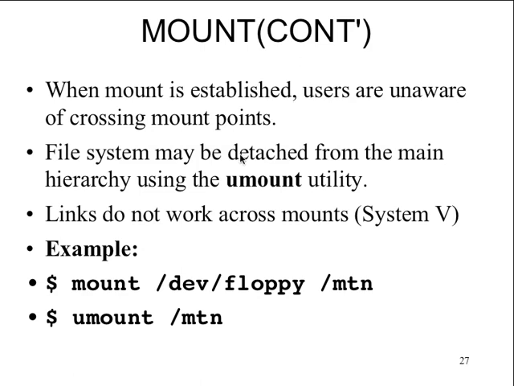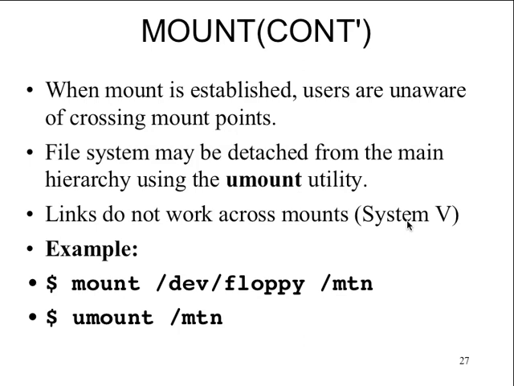A file system may be detached from the main hierarchy using an unmount utility, as I mentioned before. So we have mount to mount it, unmount to unmount it. Links do not work across mounts in terms of System V. That's a version of Unix which did not provide cross-mounted links, where the mount was crossed between multiple drives.